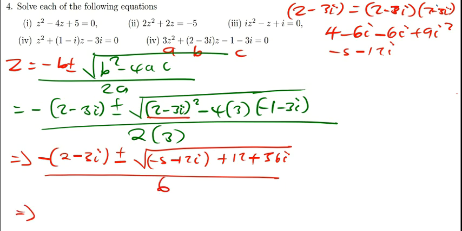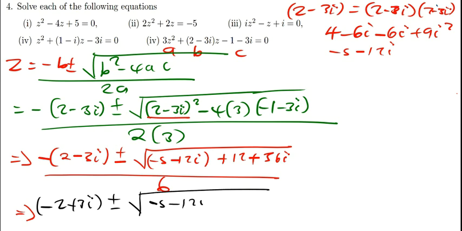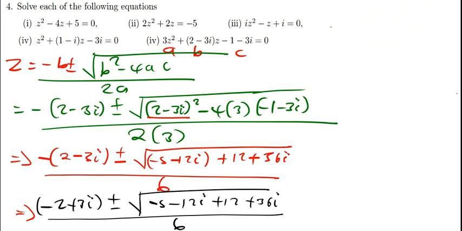Again, here we have, if I open the brackets, it's going to be negative 2 plus 3I here, then plus or minus, in the square root here we have negative 5 minus 12I plus 12 plus 36I, everything divided by 6. Now I don't have space, I'll get rid of this part.